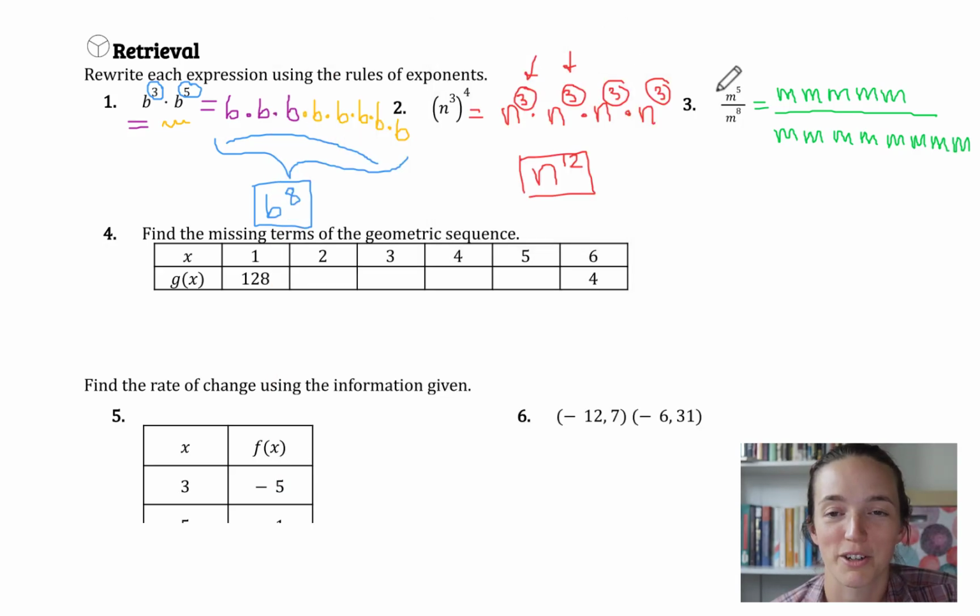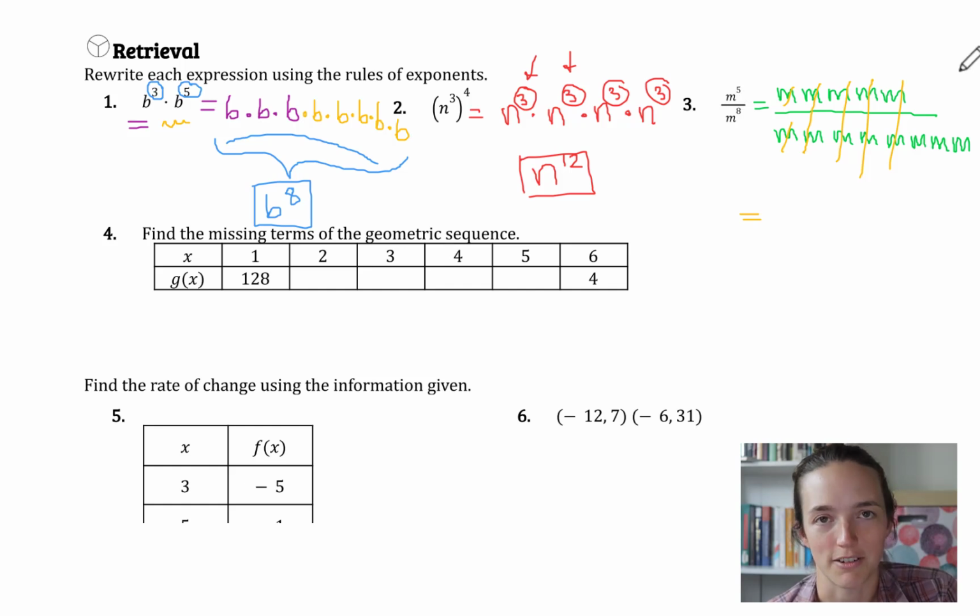Okay, now what I can do is go through here and cancel out each set of m's. So like m over m, that's just 1. Anything over itself is 1. This m over m goes away, this m over m goes away, and these two go away. So what I'm left with is nothing on the top.